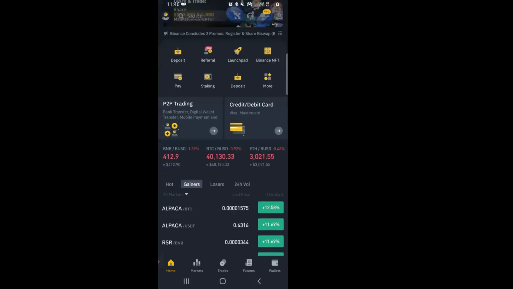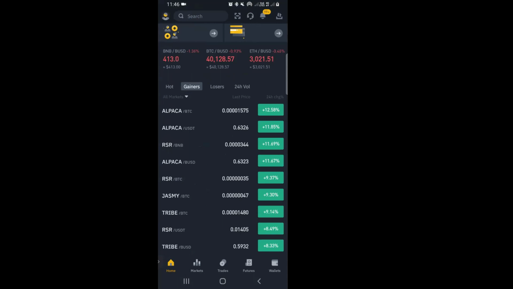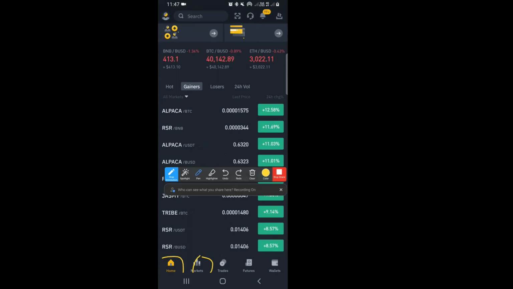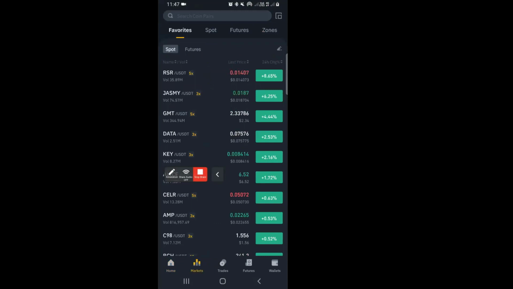Here, by default, when you go to the markets section, well, let me try to annotate it. This is our homepage. If you go to the market section here, you can see the spots, as I just mentioned. Under this spot, these are my favorite coins that I always trade. You can see the future market. You can see here, this is spot.